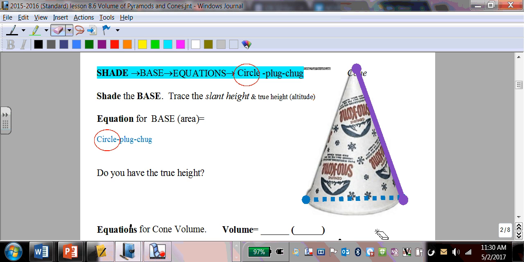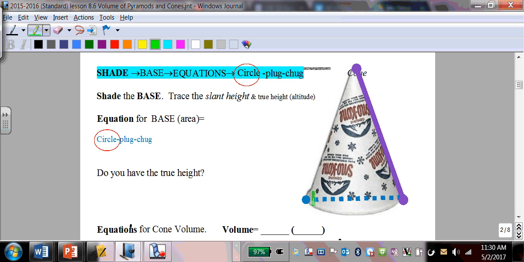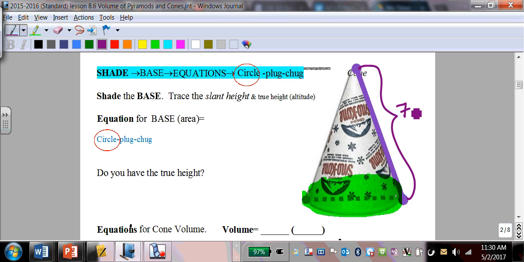Five steps that we are doing, the same steps. Step number 1, shade the base. And our base here is a circle. This is a snow cone. I'll give you the approximation of the measurements. Generally, it's about 7 inches down the side there. And the width of the mouth is approximately 3 inches. Okay, so step 1 is we shade it.